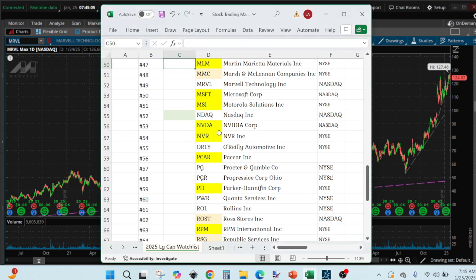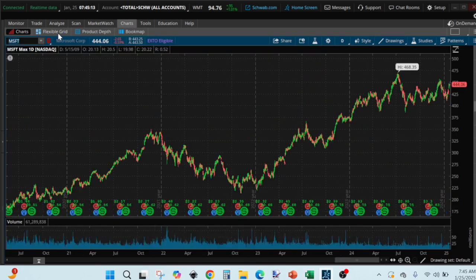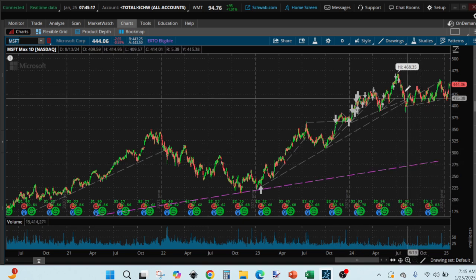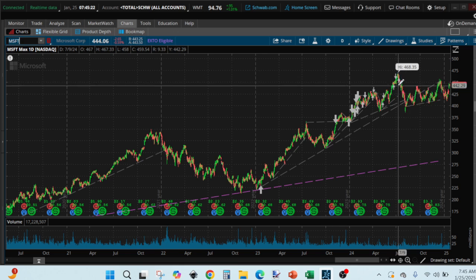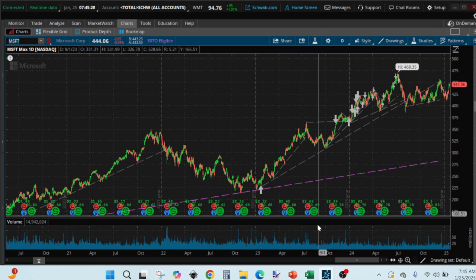The next one is Microsoft, MSFT. So we like to buy at this trend line, but right now we have it in our portfolio. We purchased it in July 2024 and it pulled back on us, so we are just going to keep observing it.